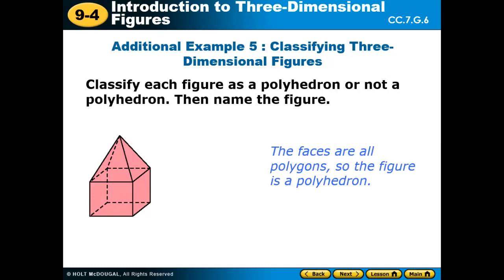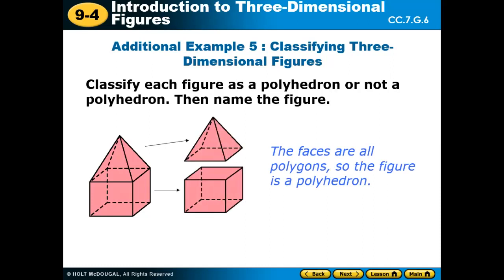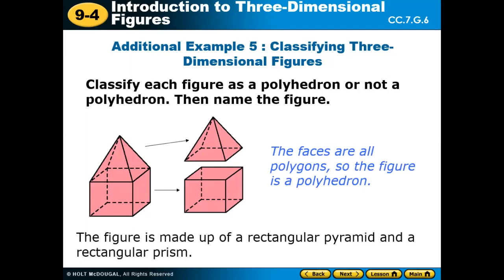I don't know what it is, so I can cut it into two three-dimensional figures, and I can say that this figure is made up of a rectangular pyramid and a rectangular prism. Right? Does that make sense? Okay, let's see another one.